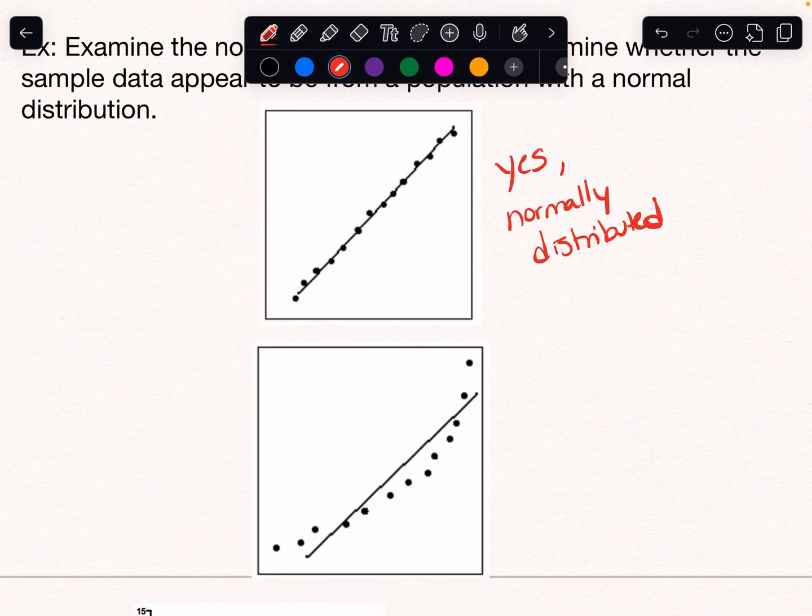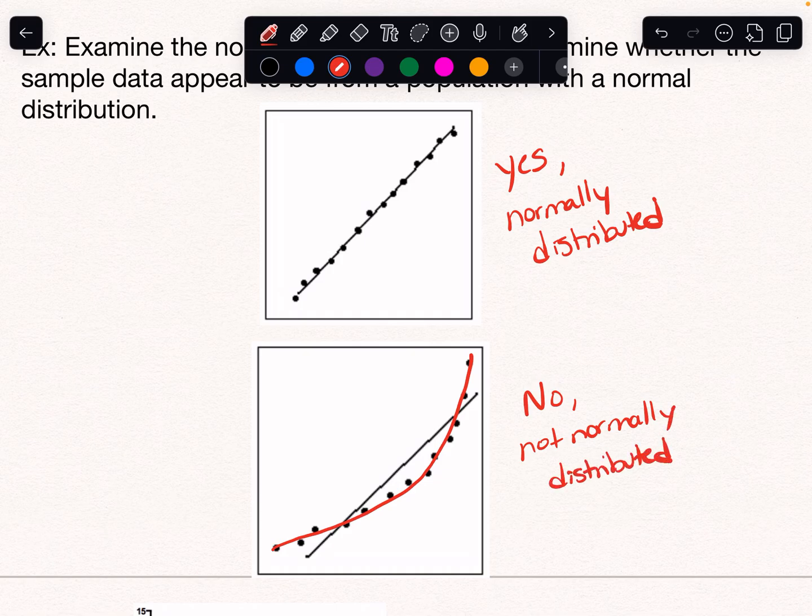This one, if I followed all these points with my pencil, it actually appears like that. So it does not follow a straight line pattern. So this is not normally distributed. And I believe this is actually skewed. I just can't remember if it's skewed to the left or to the right.